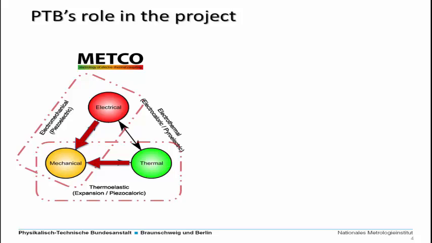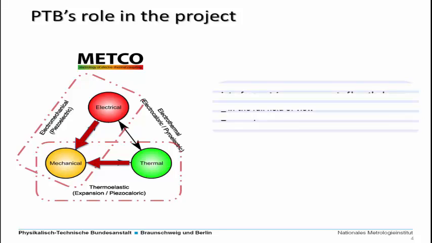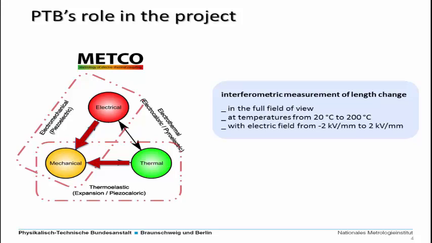You have seen these samples already in the previous talk, and what we are exactly doing is, in the full field of view, the investigation of the length change or change of the topography of these samples at temperatures between room temperature up to 200 degrees centigrade, and with an electric field applied in the range from minus to plus 2 kV per millimeter.